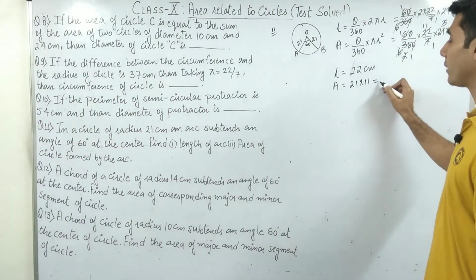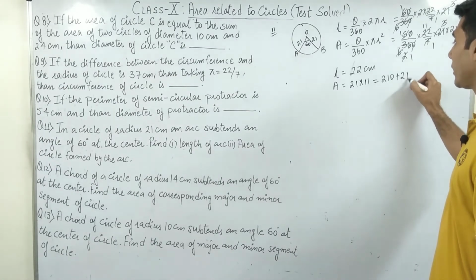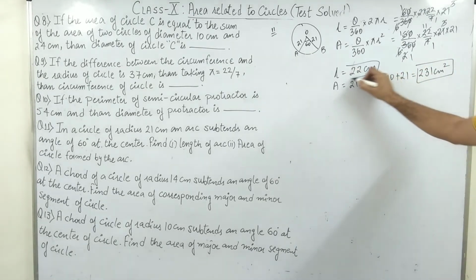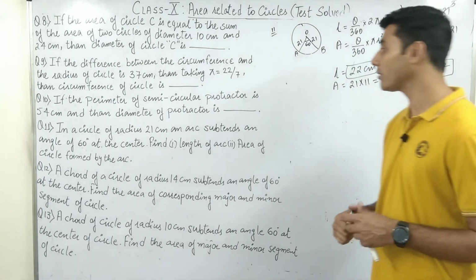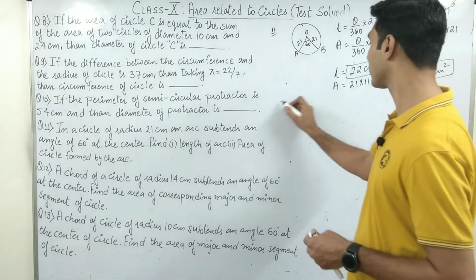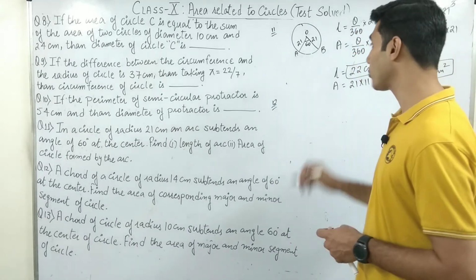Let's multiply this. 21 into 10 is 210. So 210 plus 21 should be equal to what? That is 231. So the answer is 231 centimeter square. So that's all. So while your length has the answer 22 centimeter, your area has the answer 231 centimeter square. Let's move ahead. So let's move on to question number 12. A chord of a circle of radius 14 centimeter.